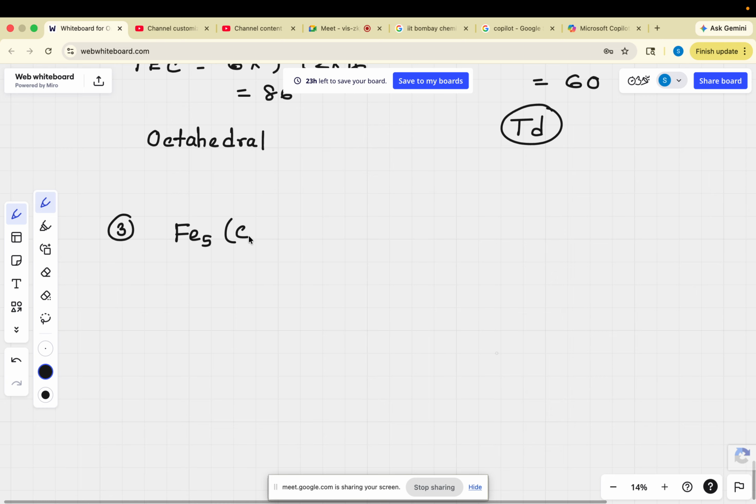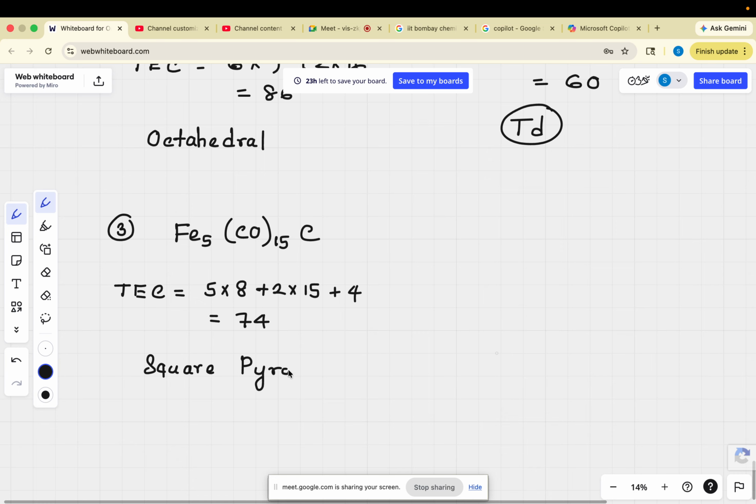Okay, now number 3, suppose you have this Fe5(CO)15C. Find it out. Square pyramidal. So 74. Here it will be 5 into 8 plus 2 into 15 plus 4. So 40 plus 30 plus 4, it will be 74. And it will be square pyramidal.